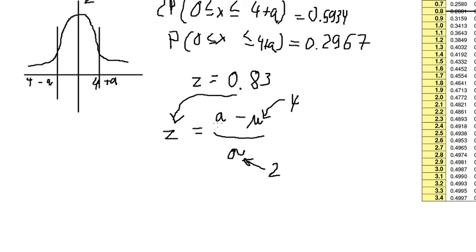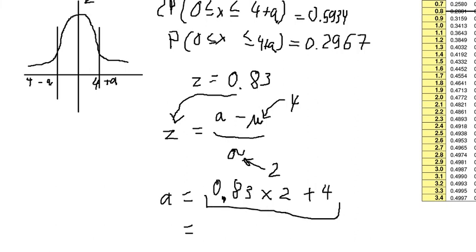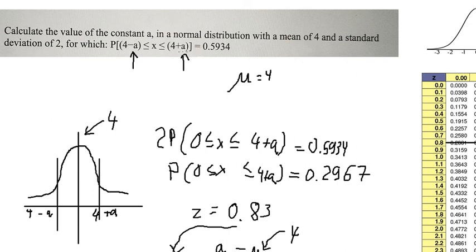And now we can find the value of A. That should be Z, 0.83, multiplied by number 2, that's the standard deviation. And the mu we put on the left, you will have the positive. And we put number 4 in here. So we put this number in the calculator and we got the final answer. That's 5.66.